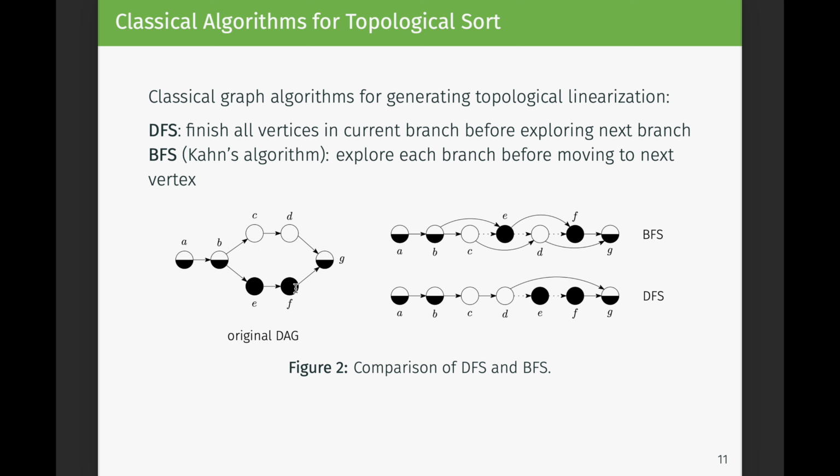There are classical graph algorithms for generating a topological linearization, which is literally just the topological sort algorithm. With DFS, as we can see, it finishes all vertices on the current branch before exploring the other branch. On the other hand, BFS, or as we call it, Kahn's algorithm, explores each branch before moving to the next vertex.